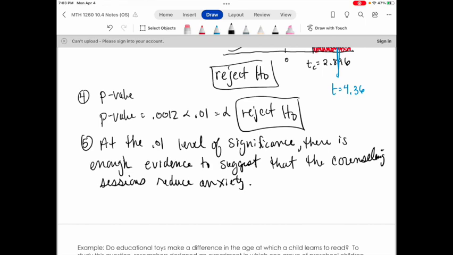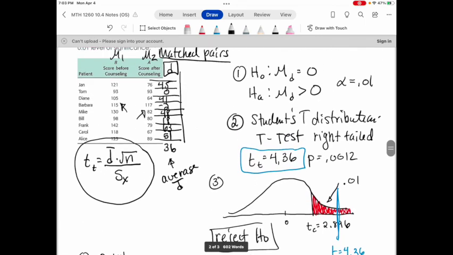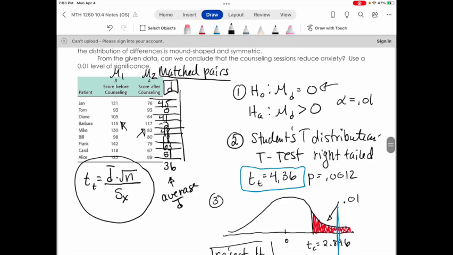If you recall, when we set this up at the beginning, the null hypothesis is that there was no difference in the mus. The alternative hypothesis is telling us that the second mean, which is the scores after counseling, is smaller, which is why we have a mean difference that's greater than 0. So since we're rejecting the null hypothesis, there is enough evidence to suggest that the counseling sessions would help.